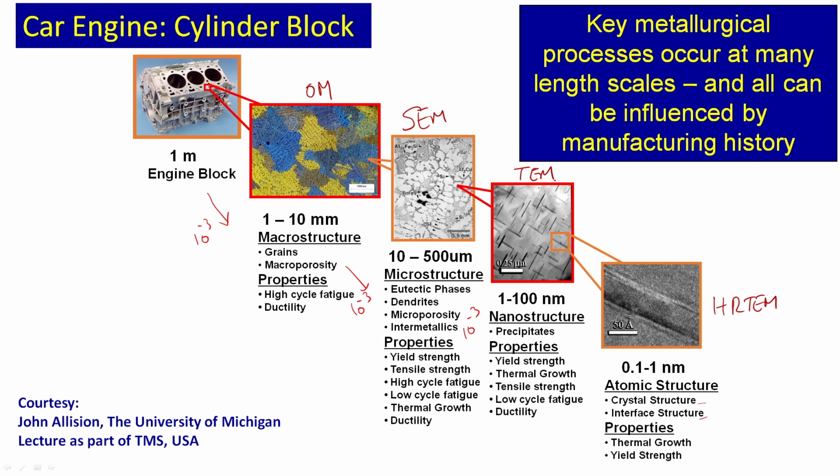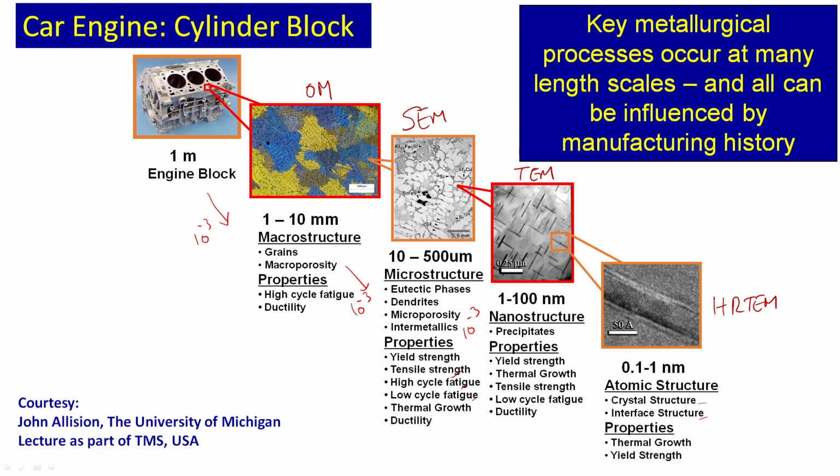So what are the parameters we are interested in? Yield strength, tensile strength, high cycle fatigue, low cycle fatigue, ductility, thermal growth, right. These are important at this length scale. Once you go to nanostructure levels, that is 1 to 100 nanometers in case of TEM, then we are interested in measuring the precipitate size, precipitate volume fraction, as well as the orientation of the precipitates. These are the key things when you determine the yield strength, tensile strength and low cycle fatigue.